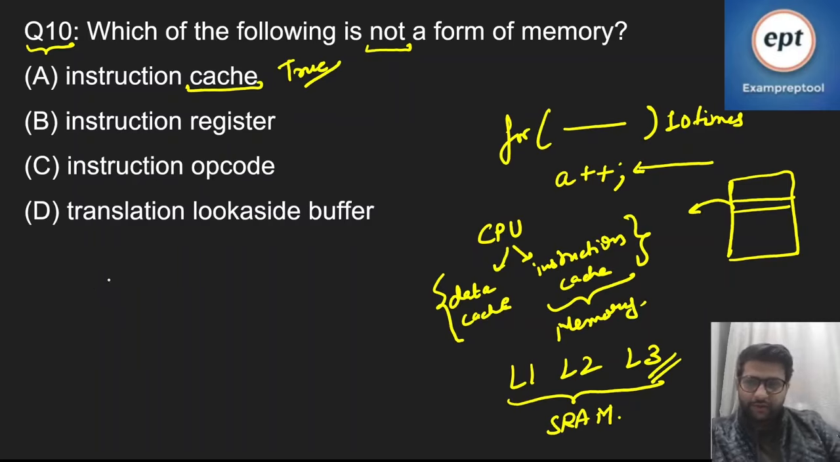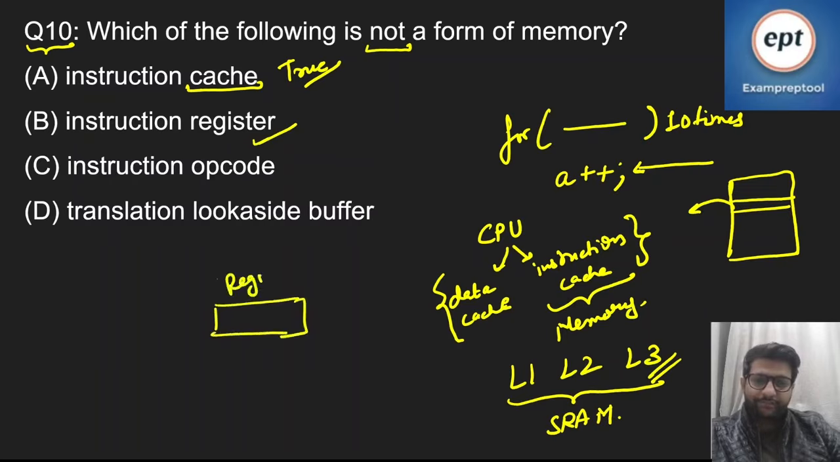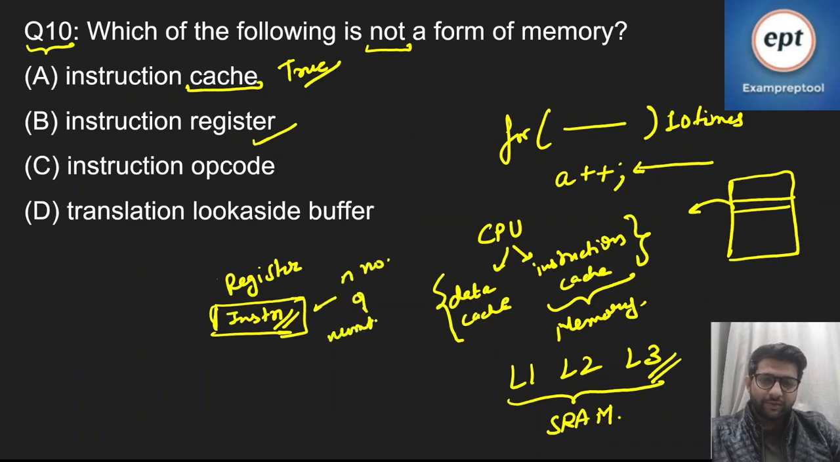Option B is saying instruction register. What are instruction registers? These are again hardware on the CPU or on your motherboard, which stores these instructions. Your CPU, your hardware, can have n number of registers. Every hardware has a different number of registers, and this is also a form of memory. So this is also true.